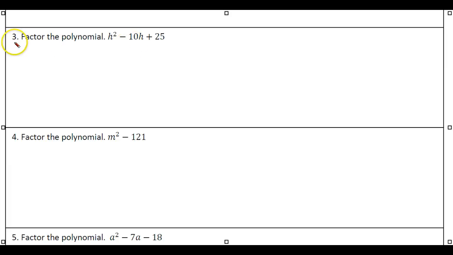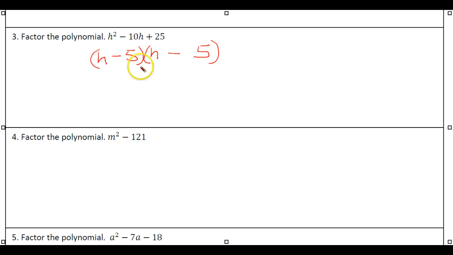So in example 3, again, standard form, no common factors, 2 sets of parentheses, an H and an H. Now, factors of 25 have to equal a 10 here. That's easy, a 5 and a 5. And since this is positive, both of these must be negative. So when we FOIL, we get this.